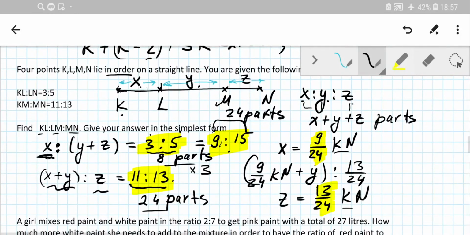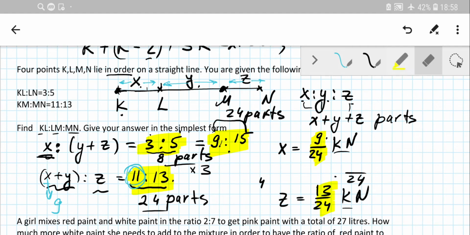So what do you think? In order to find y, what can we do? We know that for x, we have 9 parts. But we also know that for Km, which is x plus y, we've got 11. So for x plus y, we've got 11 parts, and for x, we have only 9. So what can we do? Even better to write simply, instead of x, we have 9 parts plus y, and that will be corresponding to 11 parts in total. So what stays for y? For y stays the difference, right?